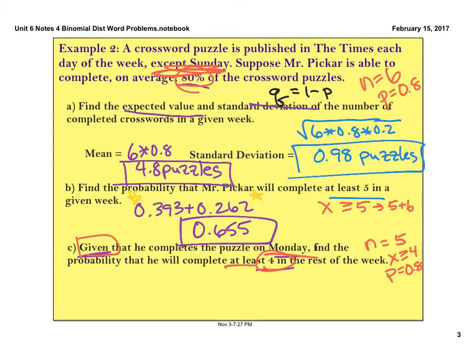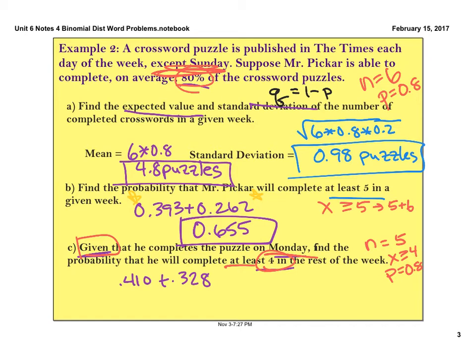this keyword given means that it changes our total. We used to be looking at 6 puzzles. Now we're only looking at 5. So if I find the probability that he will complete at least 4 in the next week, now I need to jump up to that 5 box on the front side of your binomial table. I'm looking at the 0.8 column still, and now I'm looking at 4 and 5. So the 2 numbers that I see are 0.410 plus 0.328.